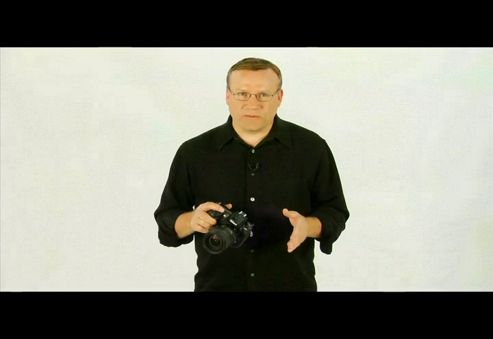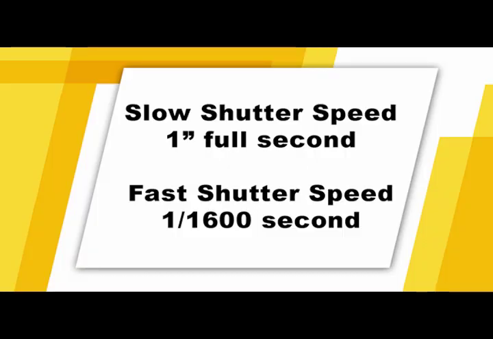Shutter speeds are indicated by the bottom number of a fraction. The larger that number, the faster the shutter speed. You can see the shutter speed indicated in the viewfinder and on the control panel. Faster shutter speeds will freeze action and slower shutter speeds will blur action. 1 second would be an example of a slow shutter speed. 1/1600th of a second would be an example of a fast shutter speed.